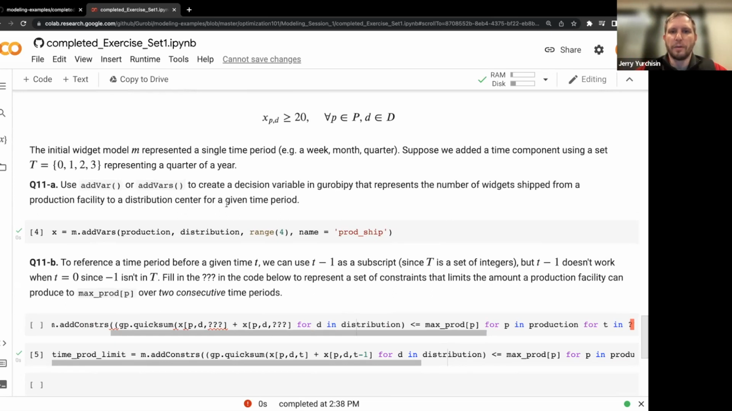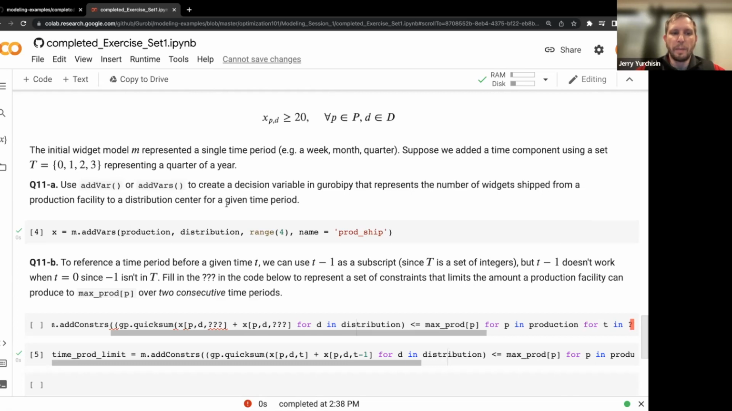You're not just planning for a single period and saying, oh, well, I got the optimal for this, it's going to be the same for everyone. That's not going to be the case. So suppose we added a time component using a time variable or time set t, and we have periods 0, 1, 2, and 3, representing the quarters of a year. So you have quarter 1, 2, 3, and 4, represented by t is 0, 1, 2, and 3, let's say.